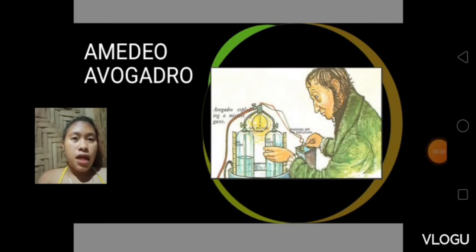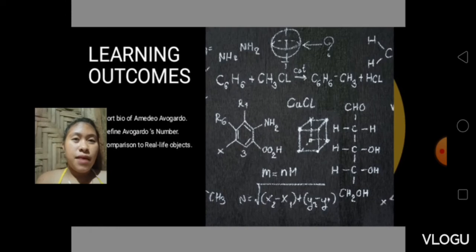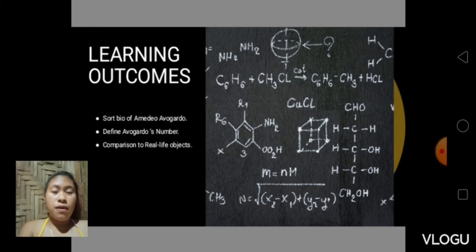So Amedeo Avogadro. This is my learning outcome: a short bio of Amedeo Avogadro, define Avogadro's number, and comparison to real-life objects. I apologize for the typing of Avogadro. Description.